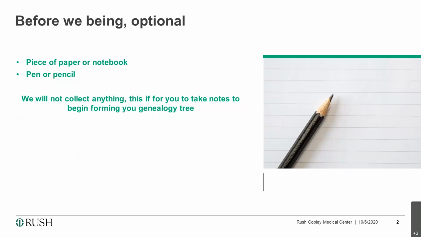So before we get started, this is completely optional, but as we're taking notes and we're going to be talking about identifying family members, it might be nice to get those tools and that information ready as you're going to be forming your genealogy tree. So if you want to just have a piece of paper, a notebook, pen or pencil to write notes, there's going to be nothing collected. It's more just for you as we're going through this presentation. You can start writing down or making notes of phone calls you might need to make, or just things to look into a little bit more.